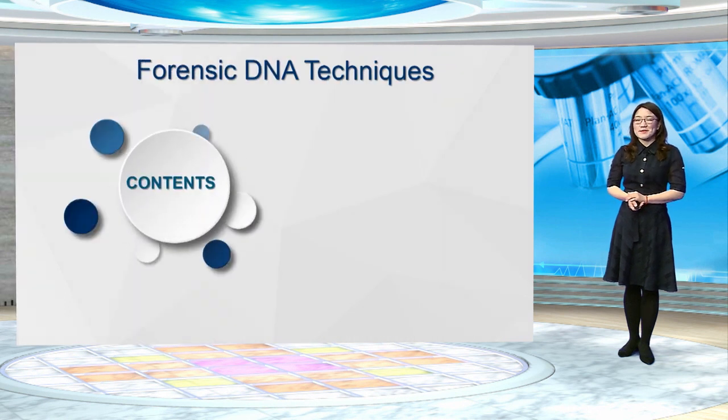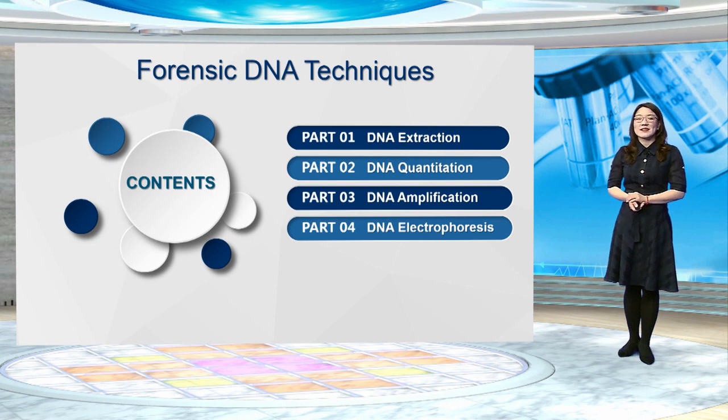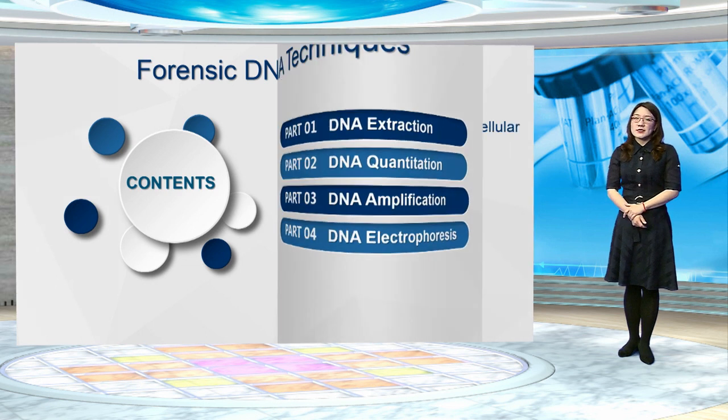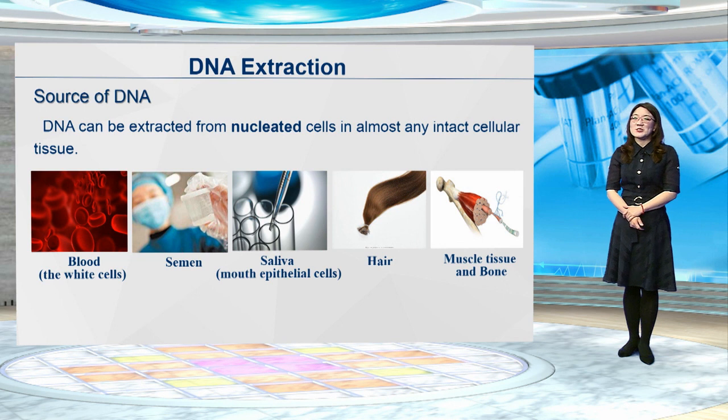So in this chapter, we will talk about some basic techniques for DNA analysis, including the DNA extraction, the DNA quantitation, the DNA amplification, and the electrophoresis. The source of DNA can be any biological sample containing nucleated cells, such as the white cells in the blood, the saliva, the mouth epithelial cells, the semen, hair, and the bones and the tissues.